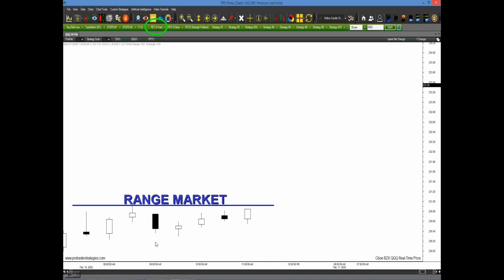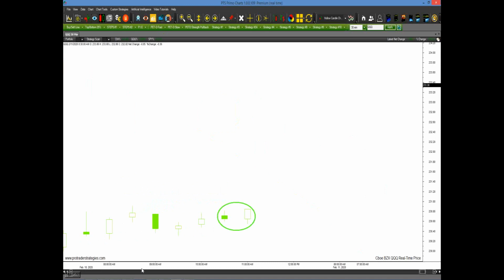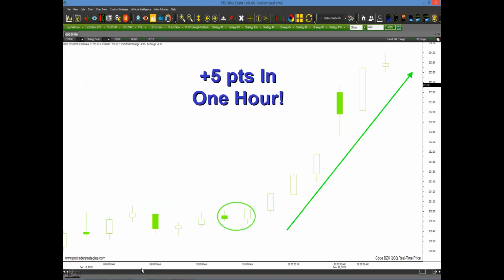If we click on the PET-D, what is the color of all the bars? They're all green. So even though it looks like a range market, the PET-D is telling us, our translator is saying, it wants to go higher. This is actually a buying opportunity where it's very quiet. Everyone thinks we're in a range. We're actually setting up to go higher. We have a bullish engulfing pattern, 5 points in 1 hour, okay? Not a bad trade, not a bad day trade.